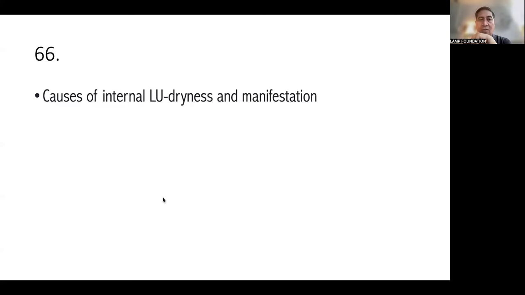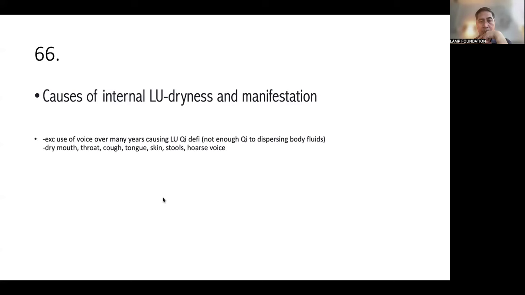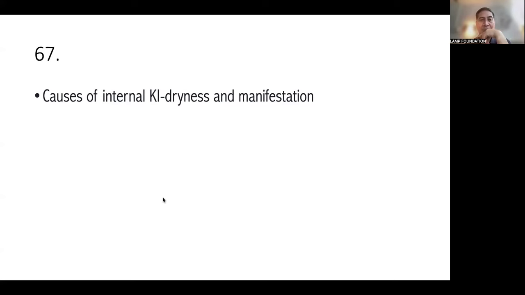Number 66. What are the causes of internal lung dryness and the manifestations? The excess use of voice over many years causes lung qi deficiency. Then also results in dry mouth, throat, cough, tongue, skin, stools, hoarse voice. Okay, very good. So, hindi din pala maganda maging singer or teacher, no?